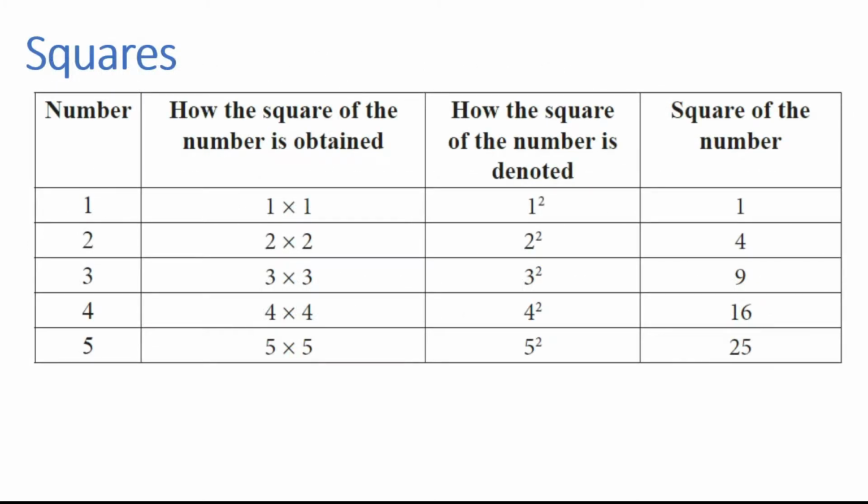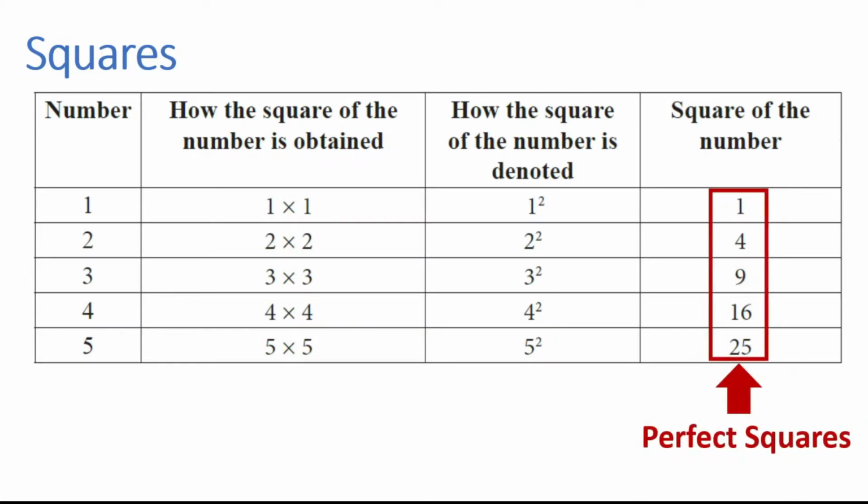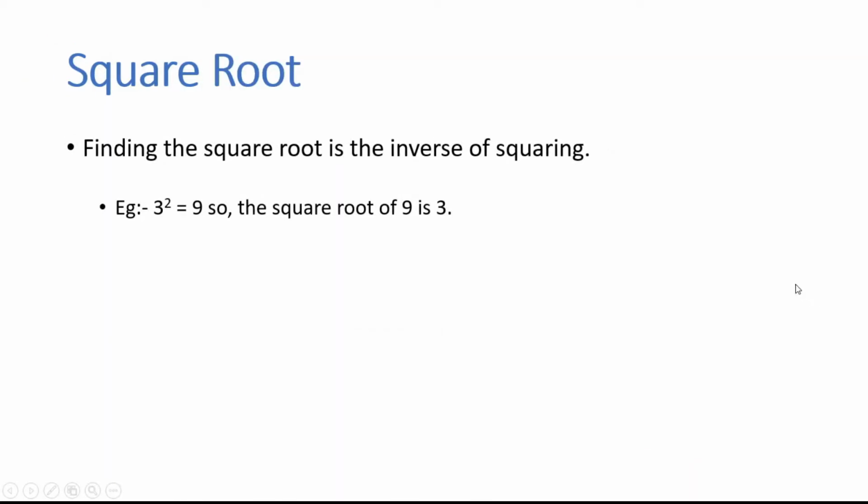This table shows the squares of several numbers. The square of number 1 is 1, 2 squared is 4, 3 squared is 9, 4 squared 16, 5 squared 25. These numbers such as 1, 4, 9, 16, 25 are known as perfect squares. Finding the square root is the inverse of squaring. For example, 3 squared is 9. So the square root of 9 is 3. This is the symbol which is used to denote the square root.